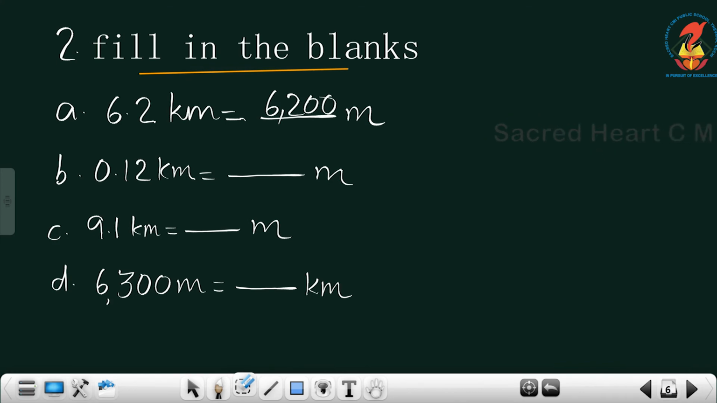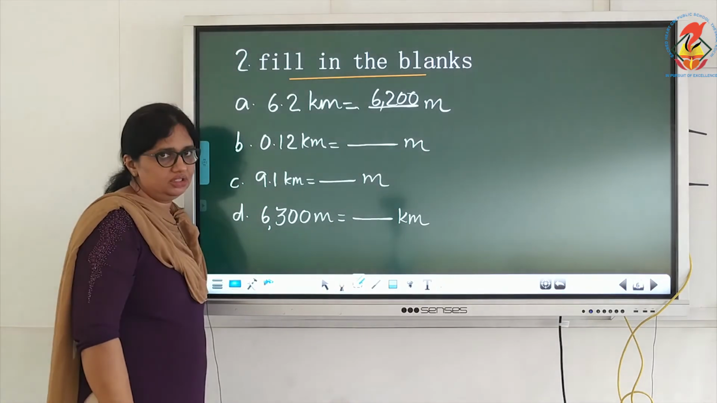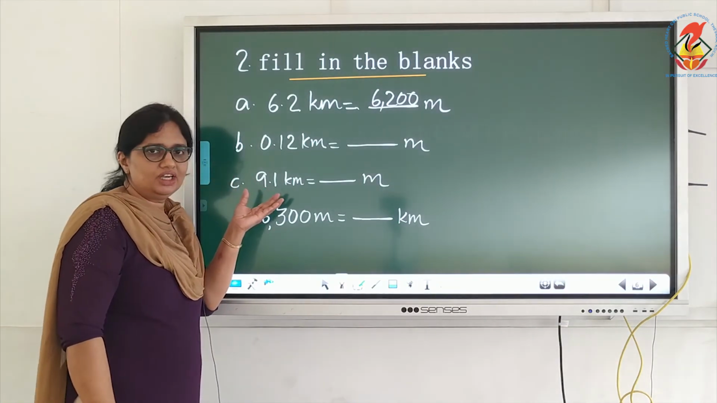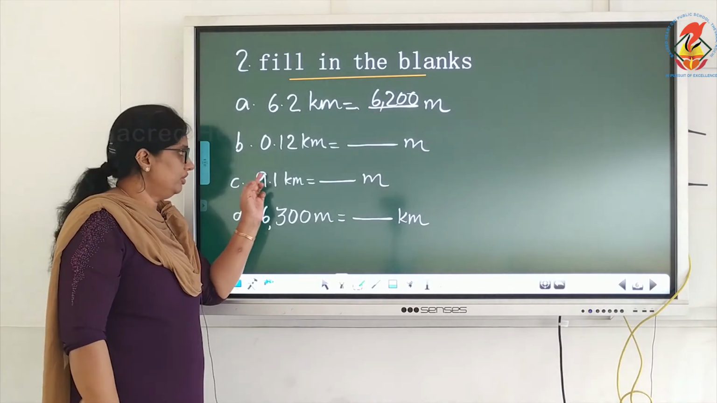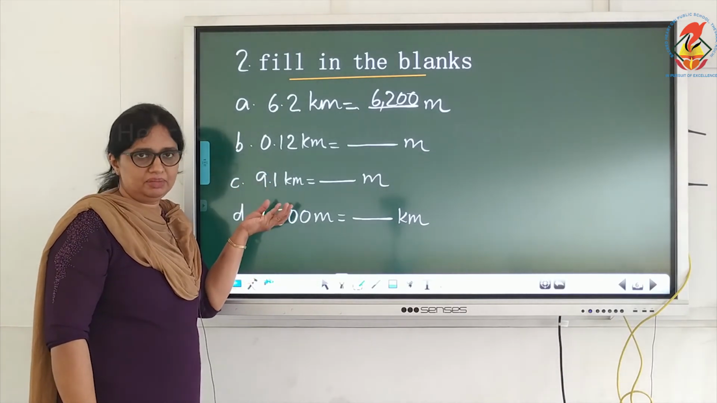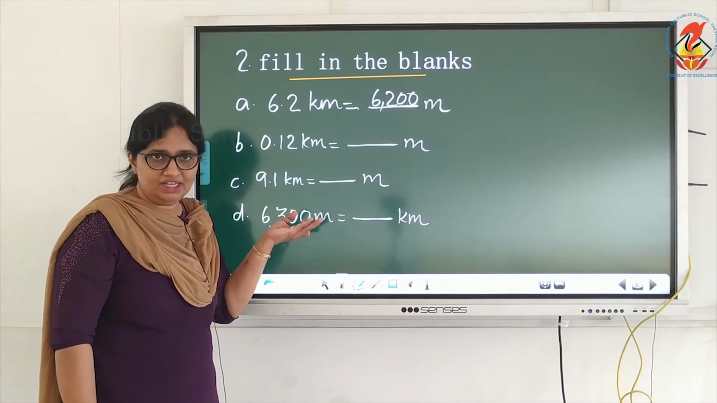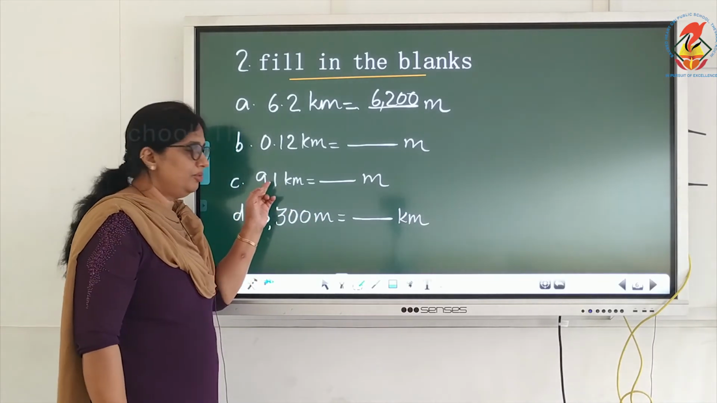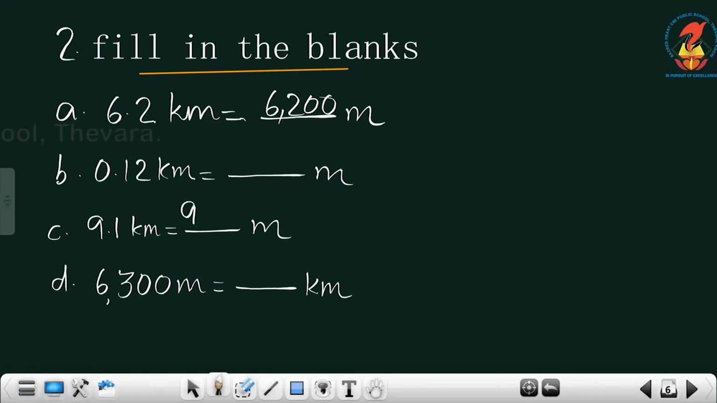And the next one is 9.1 kilometer equals dash meter. The same like before. Multiply by what? Into 1000. What will happen here? 9.1 into 10, that will become 91. After that it will become 910. After that 9.1 into 1000, what will happen there? 9100 only. 9100. Is it clear? Okay.